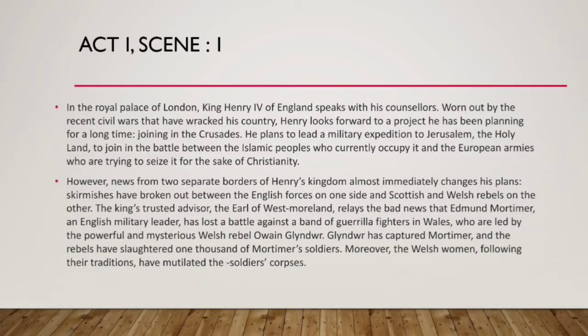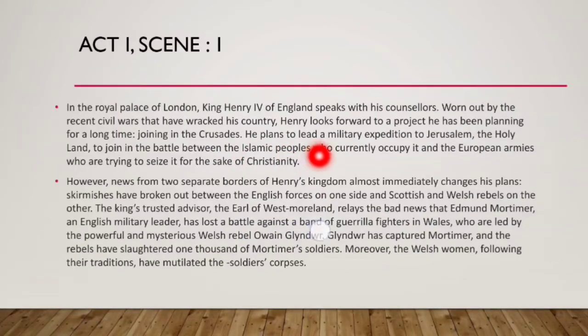It is set in the Royal Palace of London, where King Henry IV of England speaks with his councillors. Worn out by the recent civil wars that wrecked his country, Henry looks forward to a project he has been planning for a long time: joining the Crusades. So it is quite ironic. The king who is worn out by the constant civil wars in his country now wishes to join the Crusades, the holy battles. So from one battle to another.